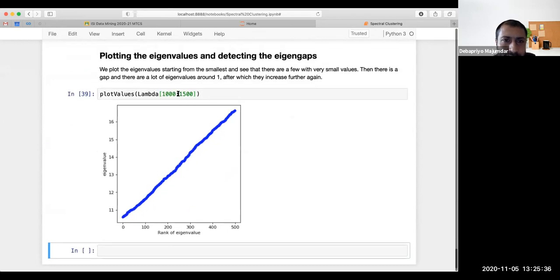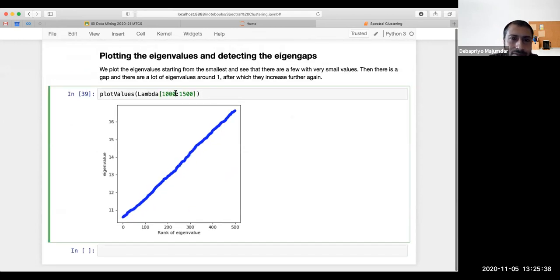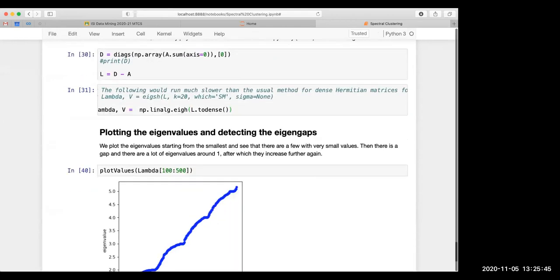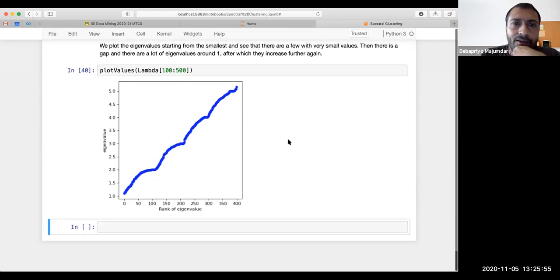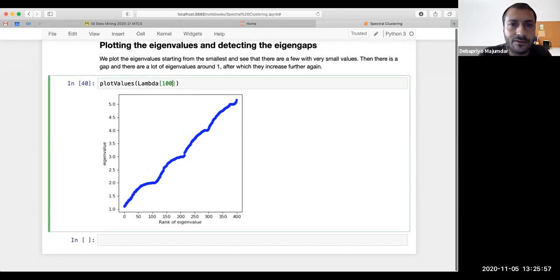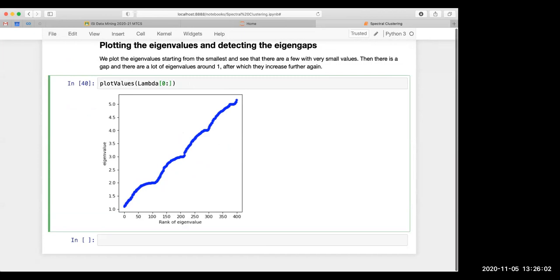Okay, so you don't really see the gaps there anymore. So what about 100 to 500? Yeah, see, you have some such cluster kind of thing. But if you go very, very deep, you don't really get to cluster them so much. Okay, any question?